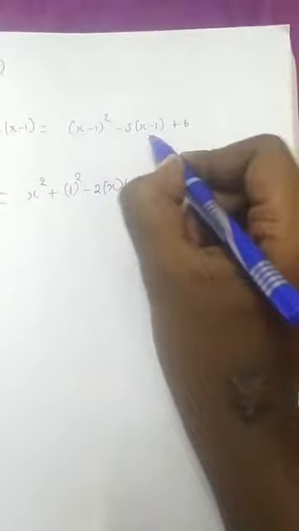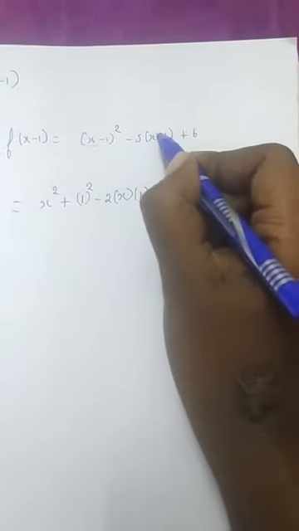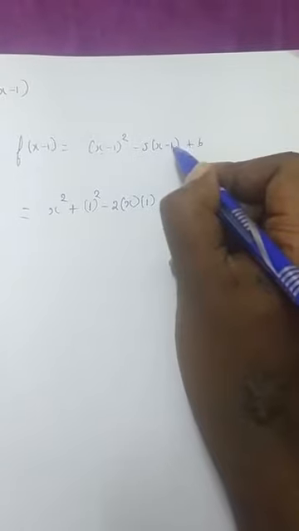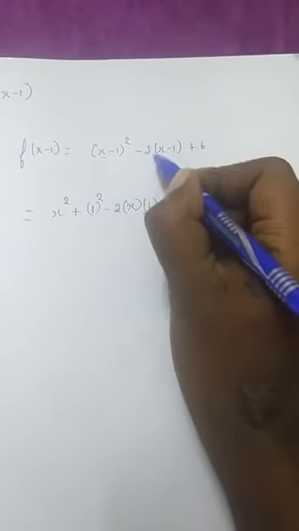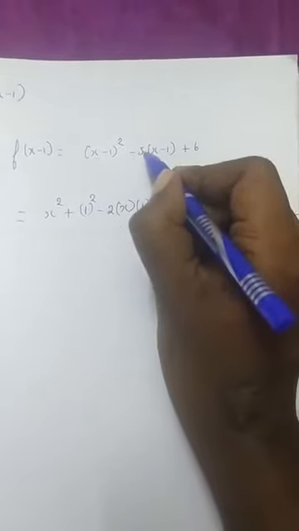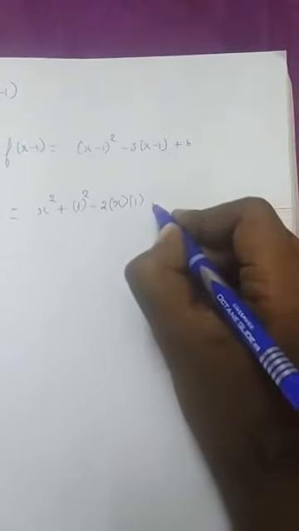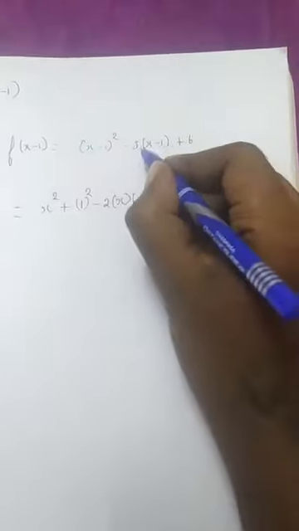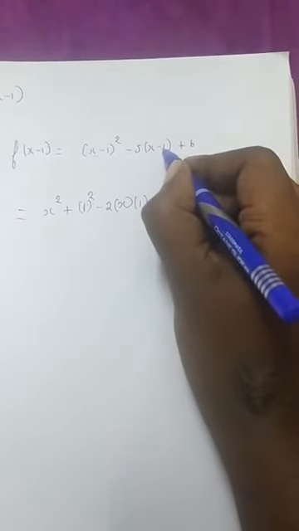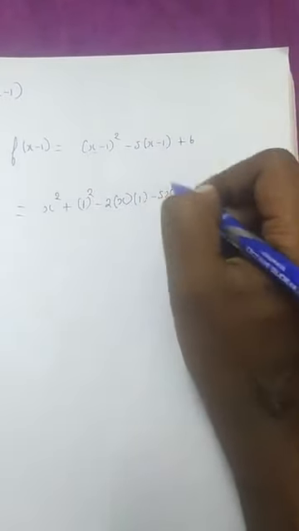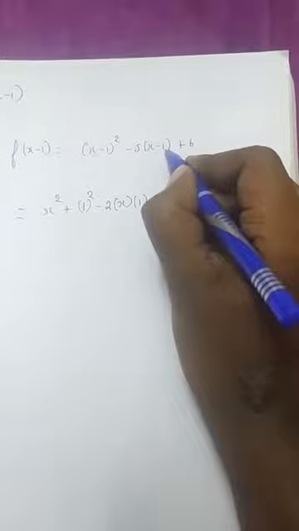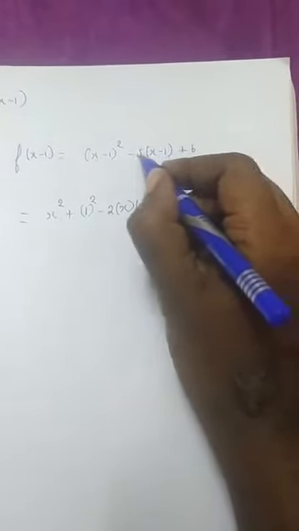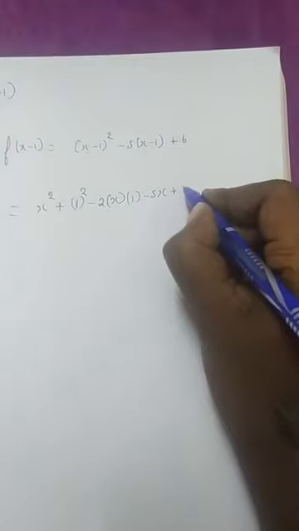After that, this one. This minus 5 into x minus 1. This minus 5 is common for these two terms. So we have to multiply this minus 5 inside this bracket. So minus 5 into x, that is minus 5x. Minus into plus is minus. Minus 5 into minus 1. So first we have to multiply with this x, that is minus 5x. After that we have to multiply with this minus 1. So minus 5 into minus 1. Minus into minus plus. So plus 5.